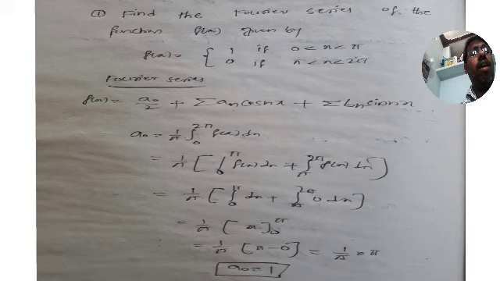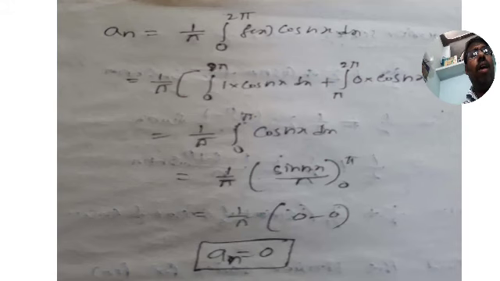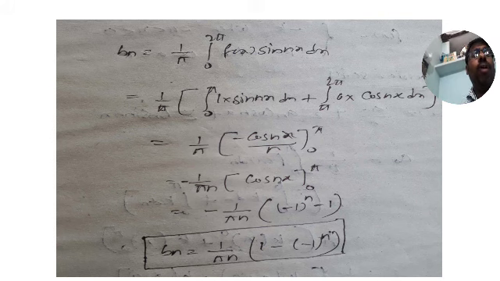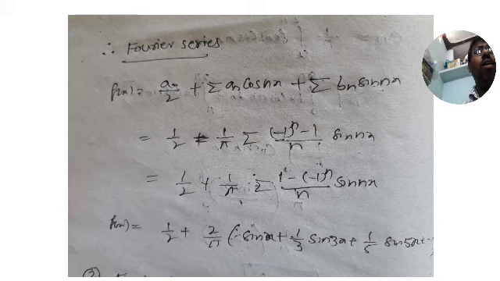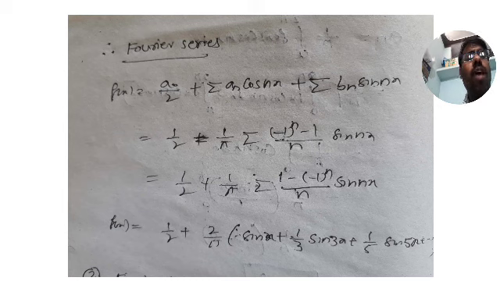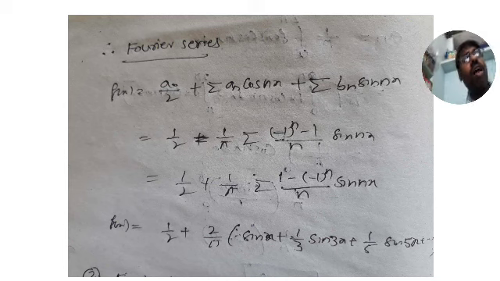So this is a naught we got 1, an we got 0, bn we got 1 by pi n into 1 minus (minus 1) whole power of n. After substituting we got Fourier series f of x is equal to 1 by 2 plus 2 by pi into (sin x plus 1 by 3 sin 3x plus 1 by 5 sin 5x and so on).